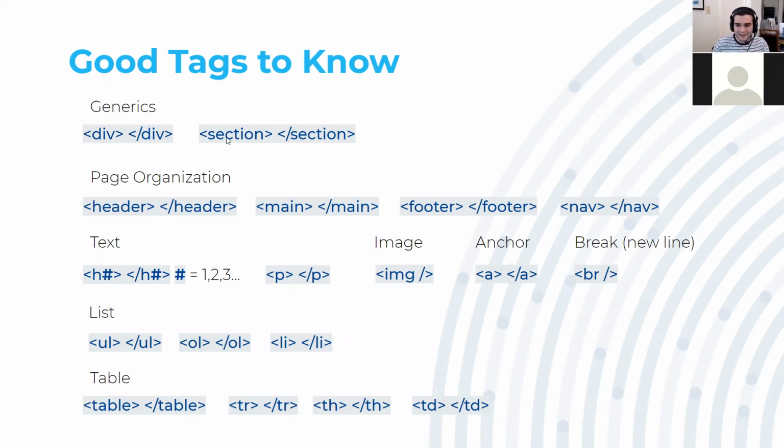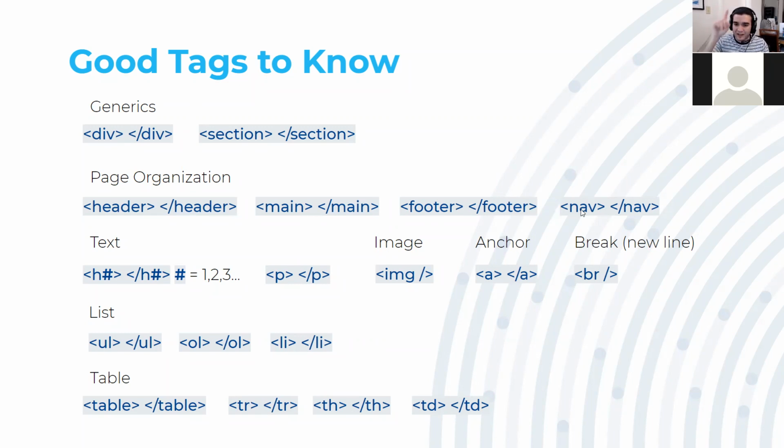Section is another generic tag. It's kind of like grouping divs. If you want to create a group of objects, you might wrap it in a section so that when you're looking at your code, you understand this is a block of functionality, and maybe you have a separate block somewhere else. For page organization: header, main, footer, nav.